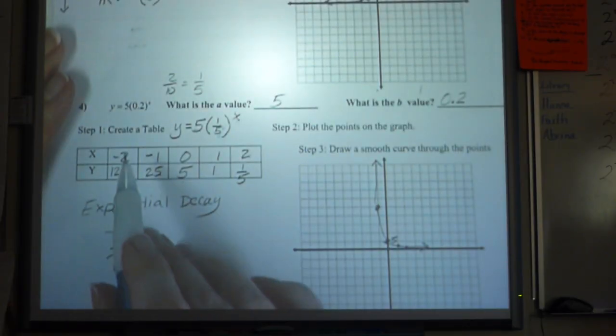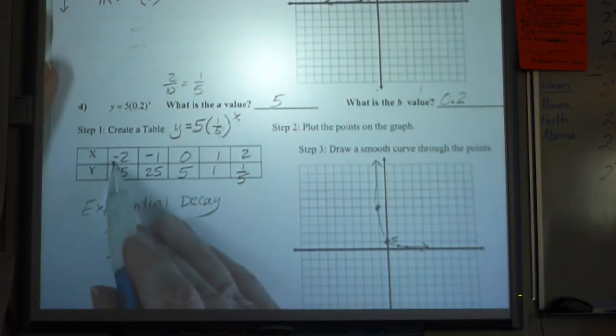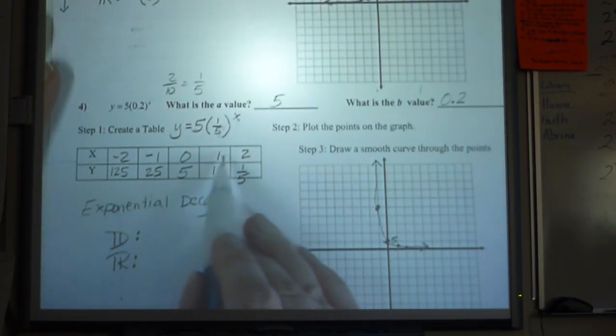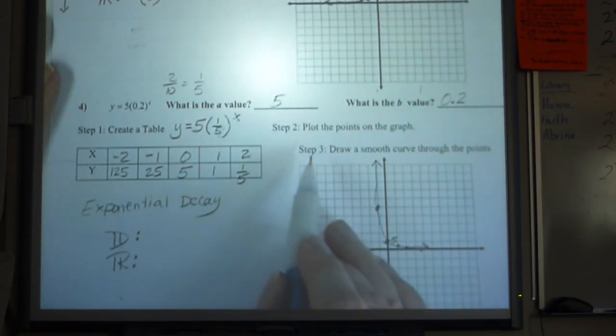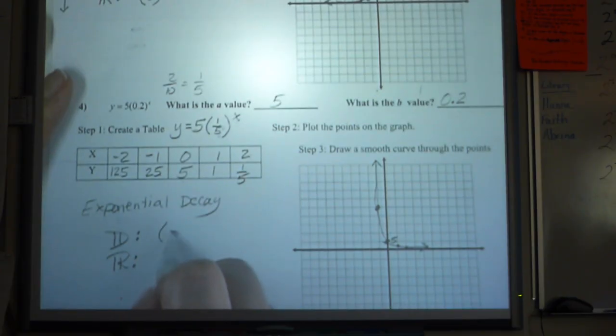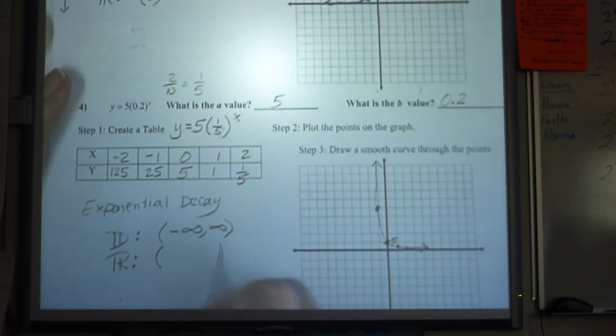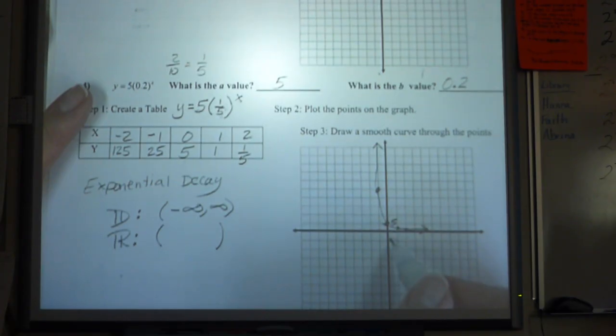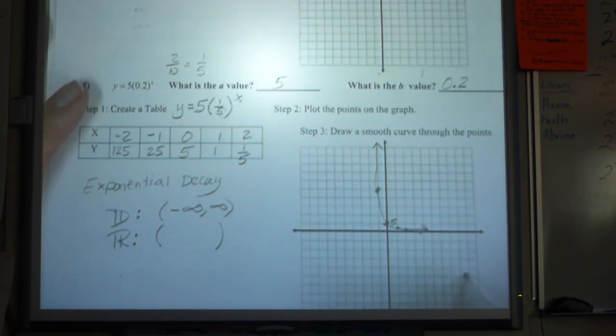Domain. How far left can we go? Negative infinity. How far right can we go? Good. Positive infinity. Nice job. Range. How low down can we go? How far below? Negative? Can I have a spot down here? Wait.